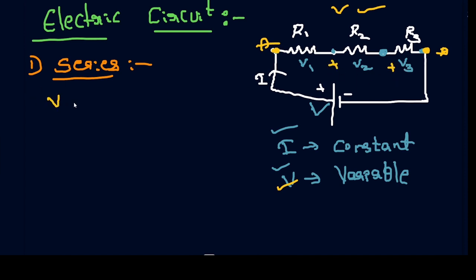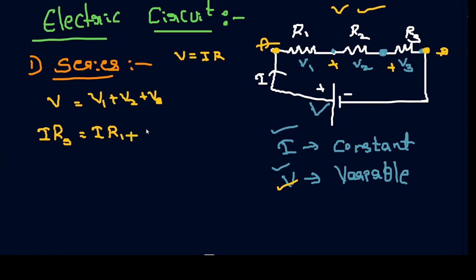Now I can write the total potential difference V is equal to V1 plus V2 plus V3. But we have already studied in Ohm's law that V is equal to IR, right? Now simply V is equal to IR, where R is nothing but the total resistance. V1 is equal to I times R1, since I is constant, right? So I can simply take the current passing through this resistance as I, and R1 is the resistance of this resistor. Now V2 is nothing but IR2, and V3 is nothing but IR3.